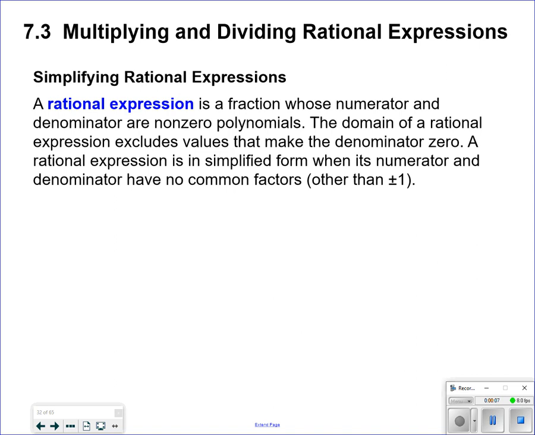7-3, multiplying and dividing rational expressions. That's a fancy way of saying we're going to multiply and divide fractions. A rational expression is a fraction whose numerator and denominator is a non-zero polynomial. The domain of a rational expression excludes the values that make the denominator zero. A rational expression is in simplified form when the numerator and the denominator have no common factors. Basically, when you can't cancel anything anymore, then you're done.